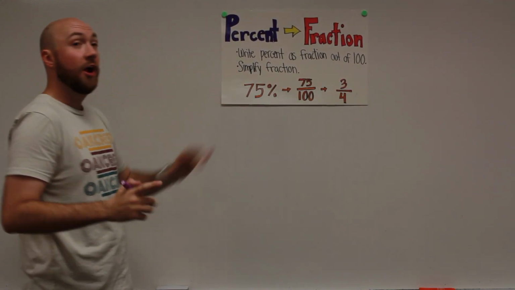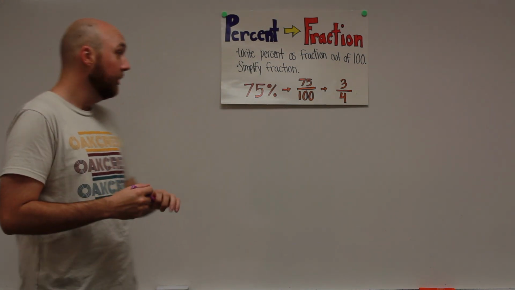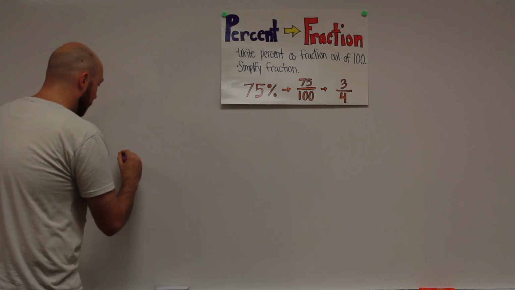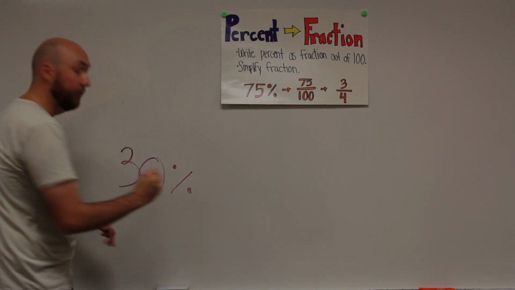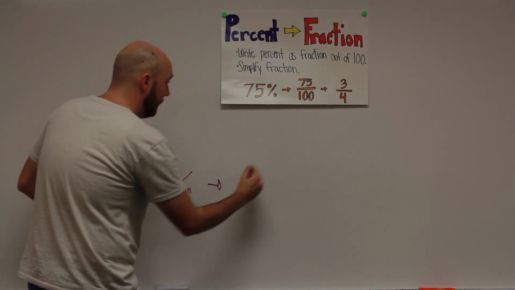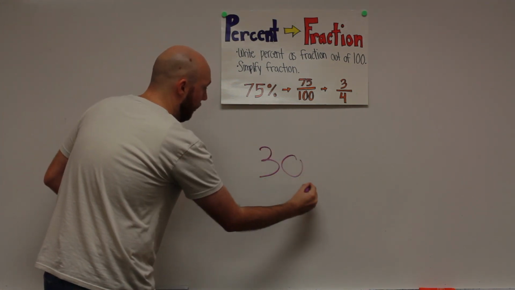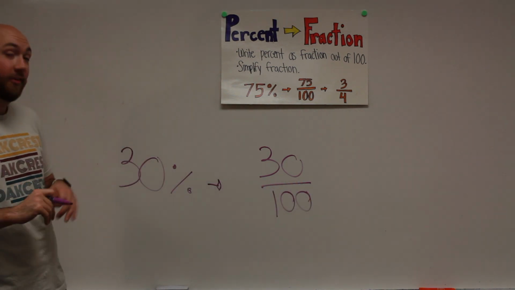Okay, so another fraction. Let's try 30s. Let's do 30%, right? So I have 30%. What does 30% mean? 30% means 30 out of 100. So 30 over 100, this is how I write it as a fraction.